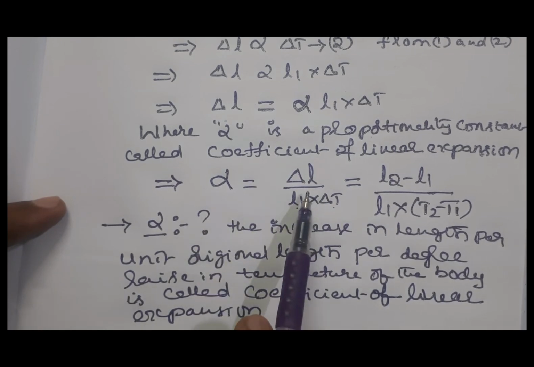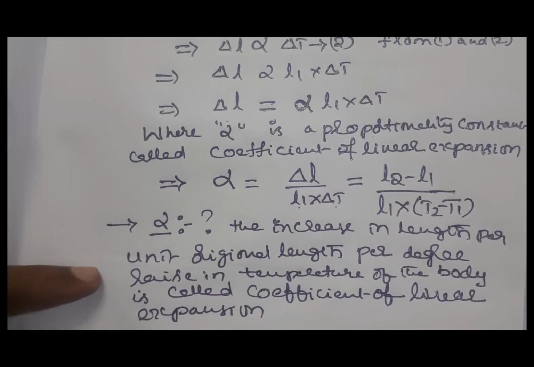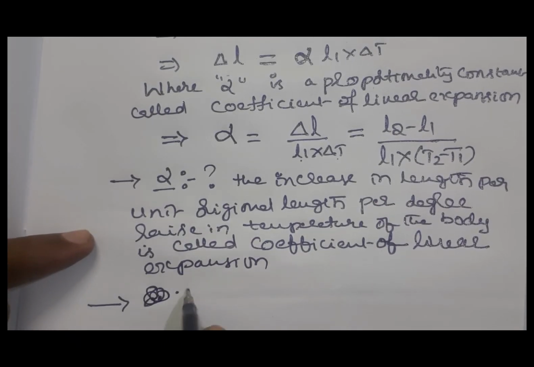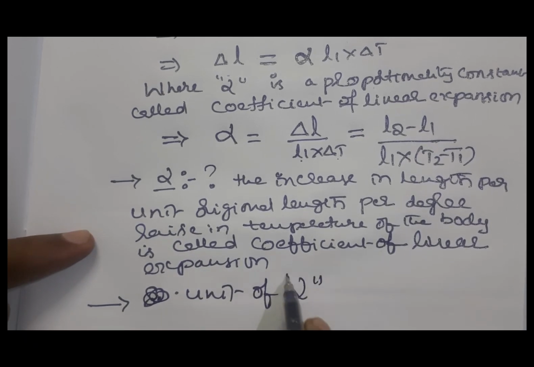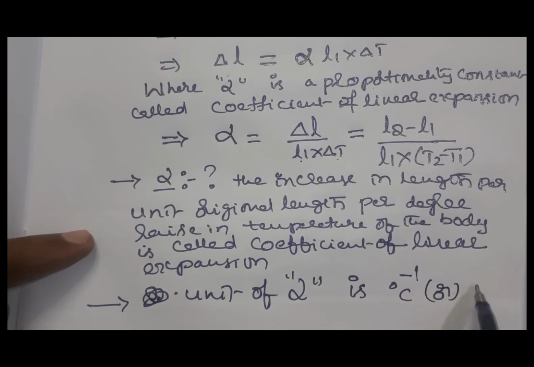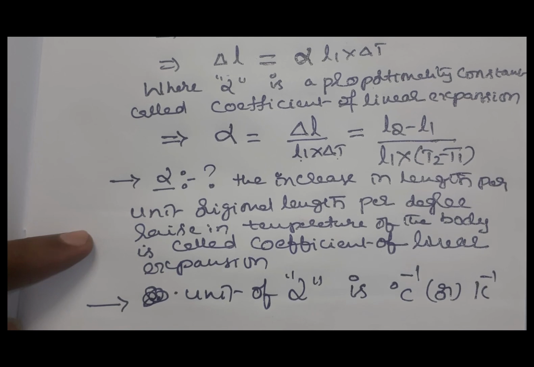So alpha is equal to, now the SI unit of alpha, that is, the unit of coefficient of linear expansion, is degree Celsius inverse or Kelvin inverse. It is the unit of alpha. Alpha means coefficient of linear expansion.